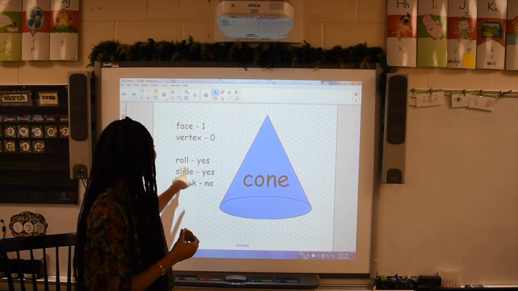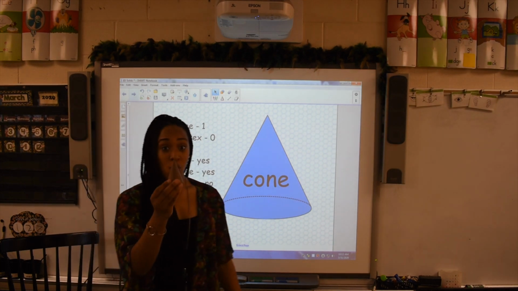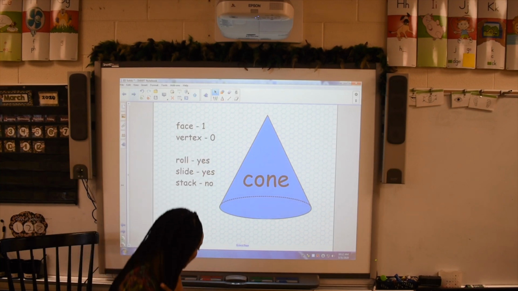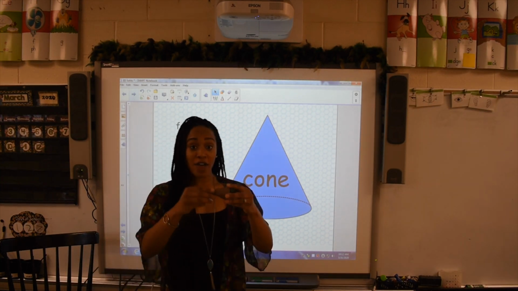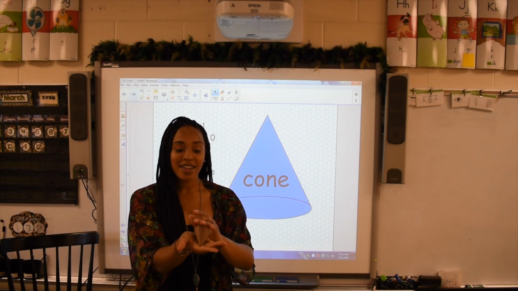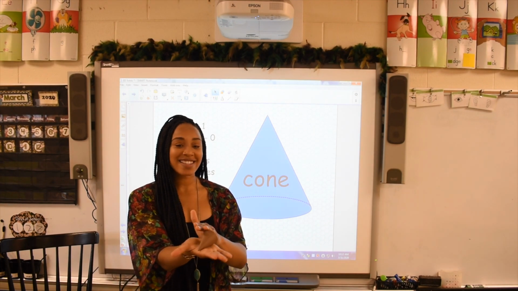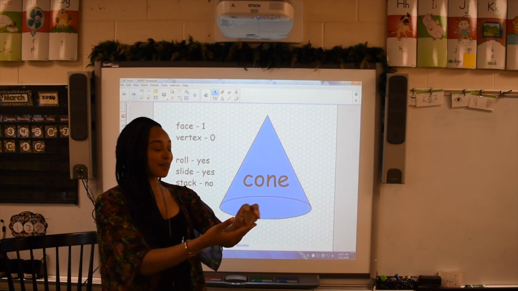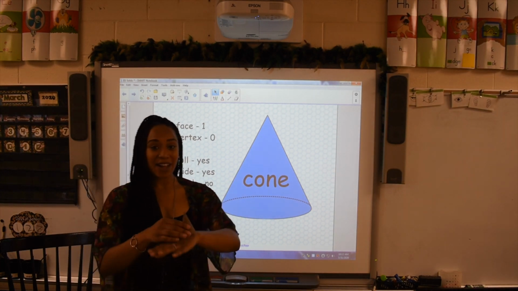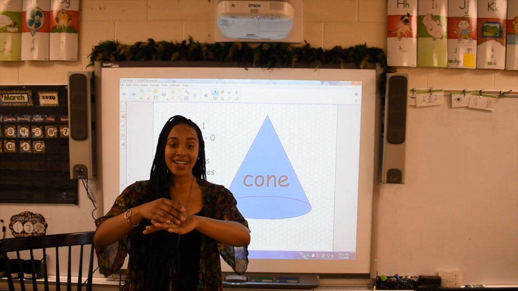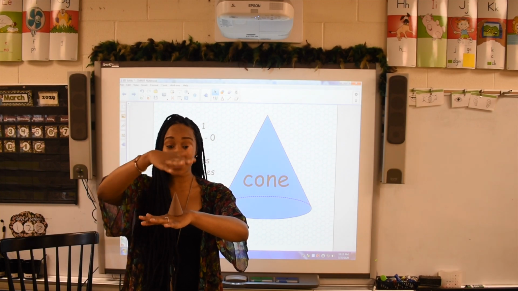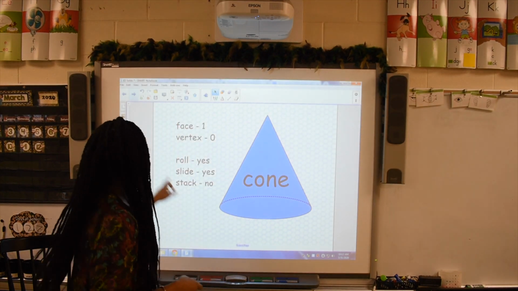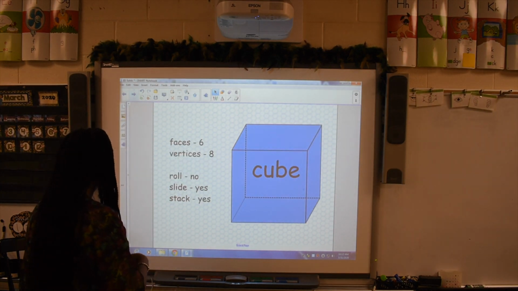0. Can it roll? Well, I know that the shape can roll because there are no edges. Can it slide? It sure can. Can it stack? No, it can't because there is a point at the top. There's not a flat base, a flat surface. So let's check out another 3D shape.